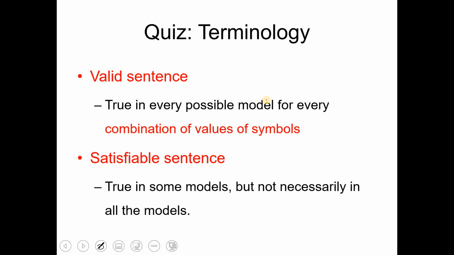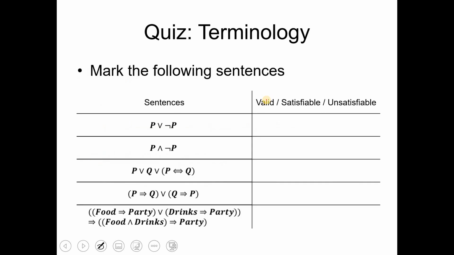A satisfiable sentence is the one that is true for some models and false for others. So here is a sentence given. Now this is another type of exam question. You will definitely get one such question. You will be given sentences and you will be asked whether these sentences are valid, satisfiable or unsatisfiable. In most cases, sentences are satisfiable, but it depends on the problem.